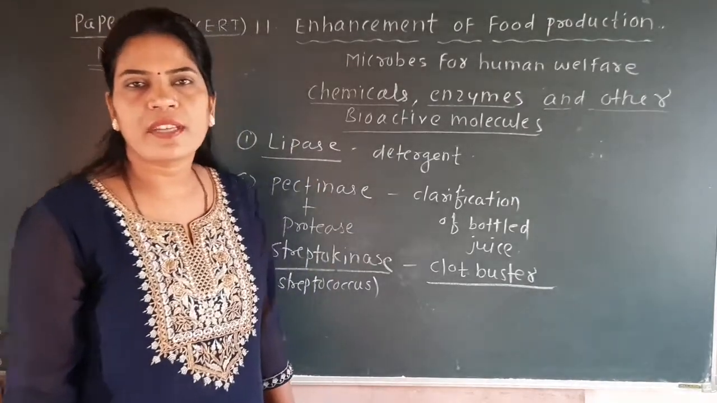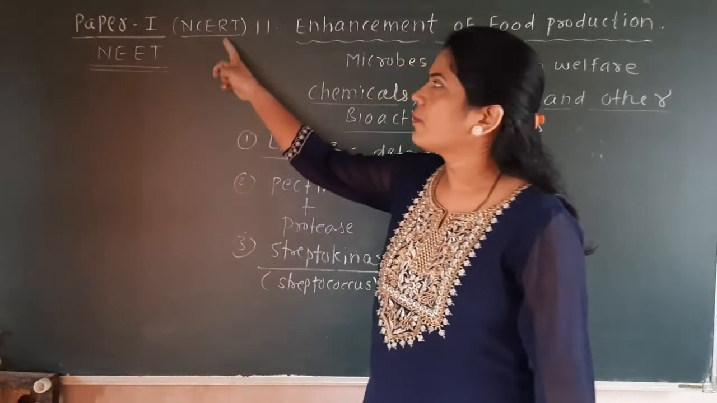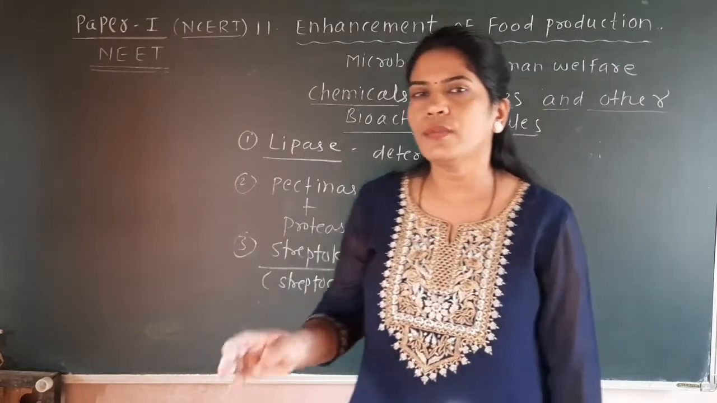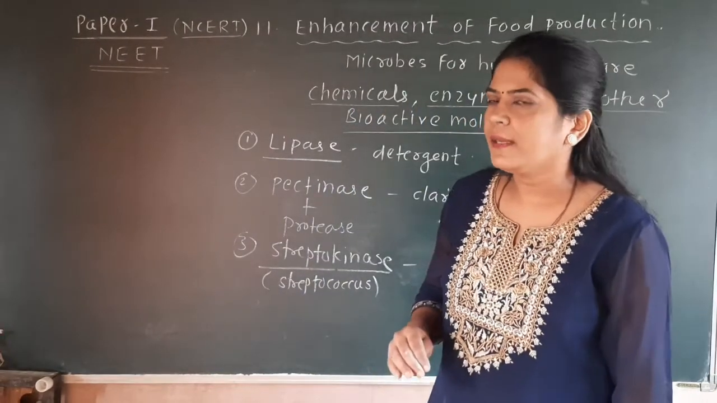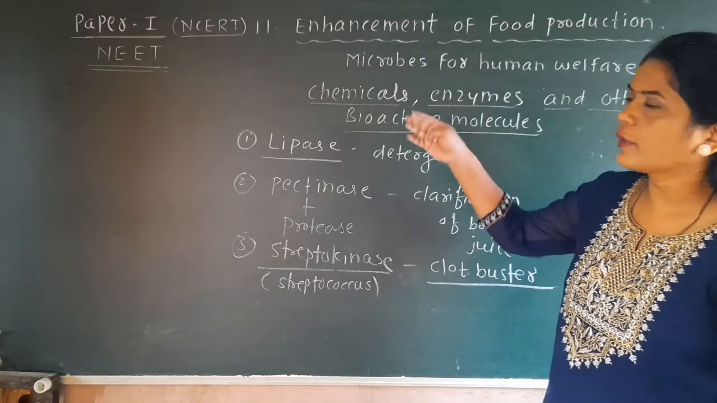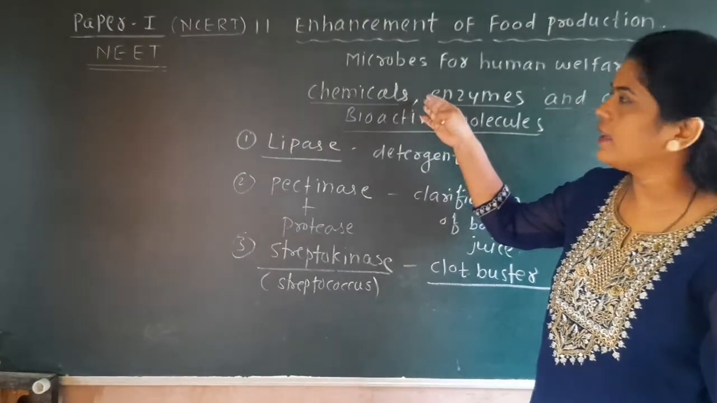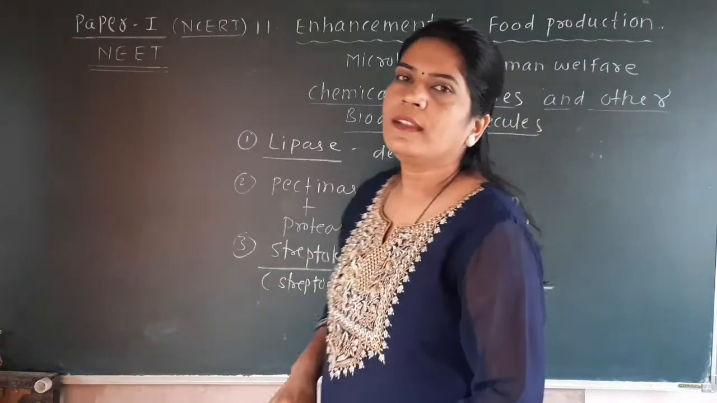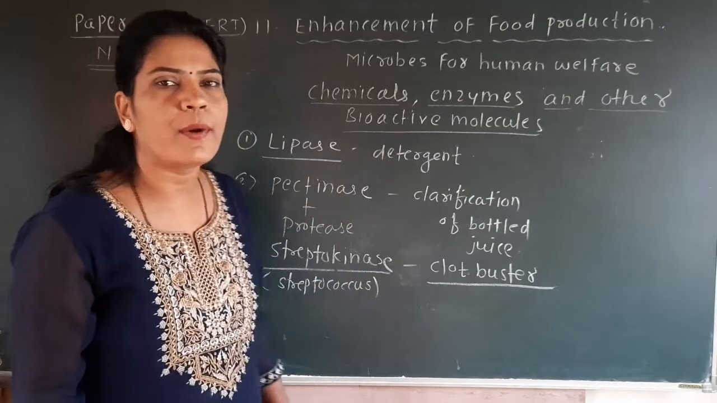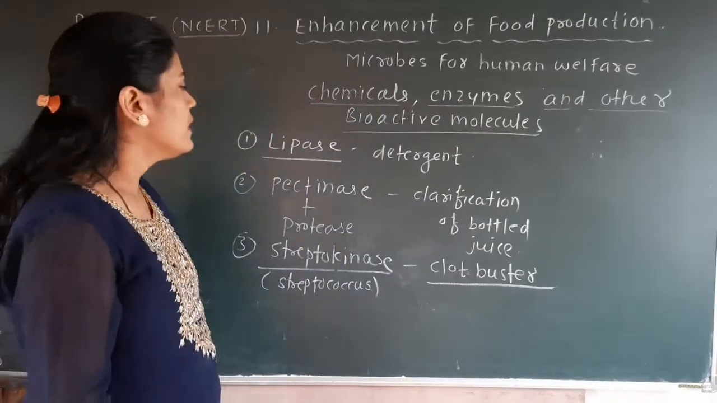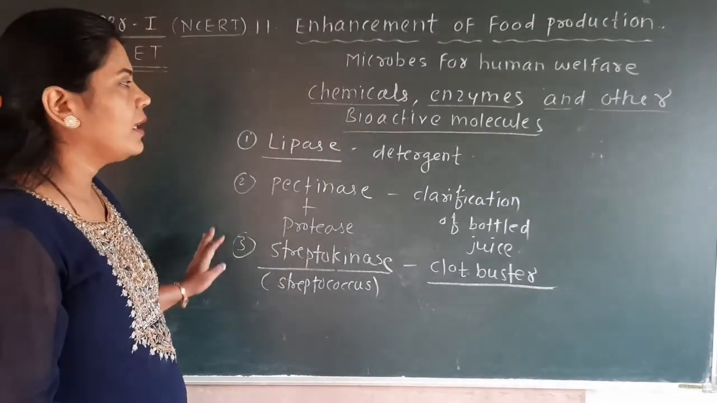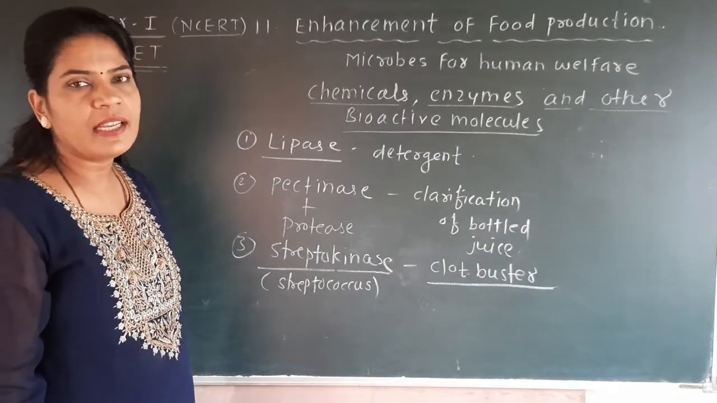So here we have finished some of the important content from the NCERT. What we have discussed today is the role of microbes in household production, the role of microbes in industrial production, that is beverages and antibiotics. And the third point that we are going to discuss is chemicals, enzymes and other bioactive molecules. From that point, we have completed up to the enzymes lipases, pectinase, protease and streptokinase. So read it carefully, and the remaining points we will finish in our next lecture. Thank you.